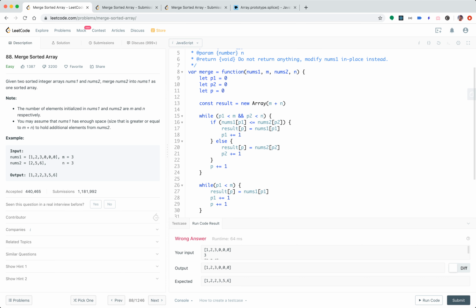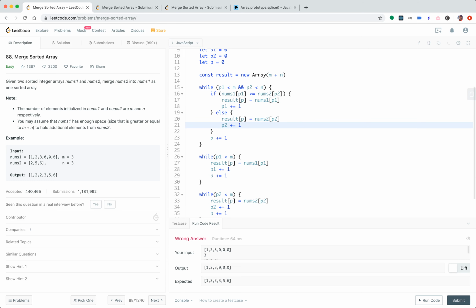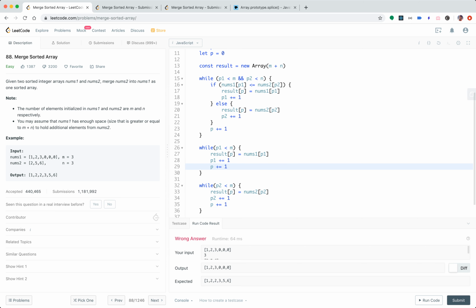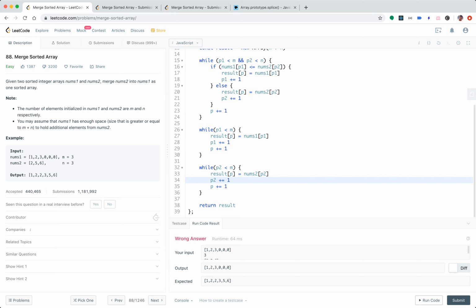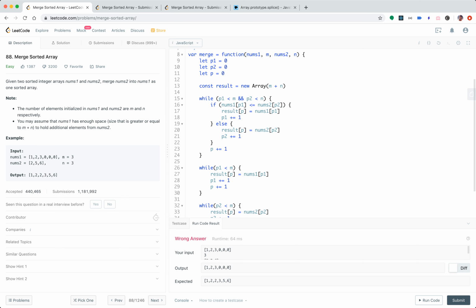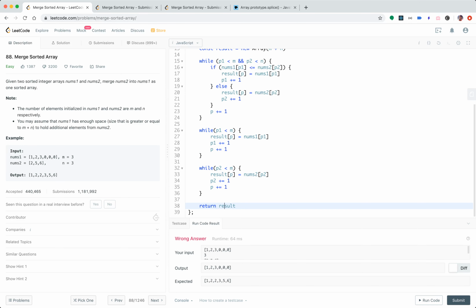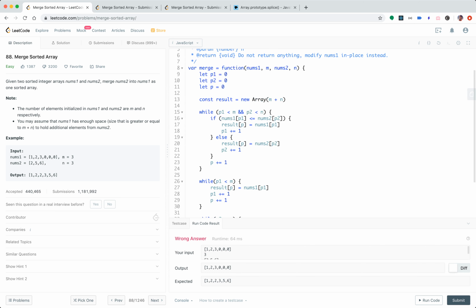While p1 and p2 are within bounds, if nums1 p1 is smaller than nums2 p2, result p equals nums1 p1 and p1 plus 1. Else result p equals nums2 p2 and p2 plus 1. This is right. Then copy the remaining elements, p plus plus, and return result. I think it is right. There's nothing wrong.